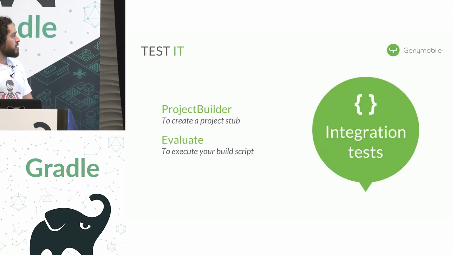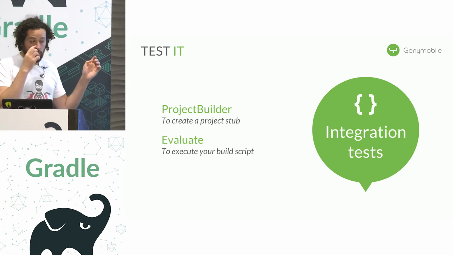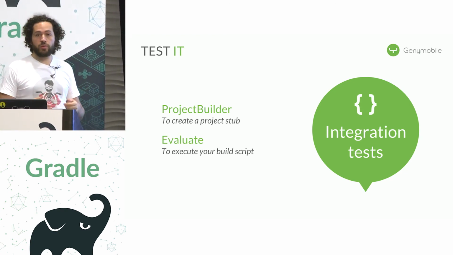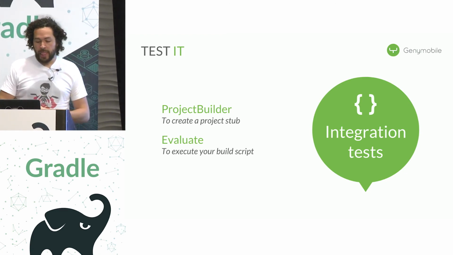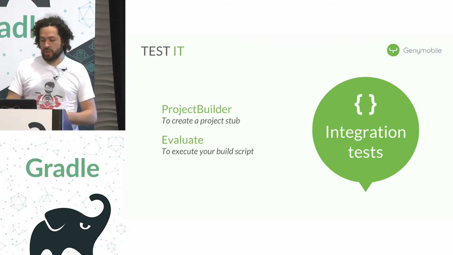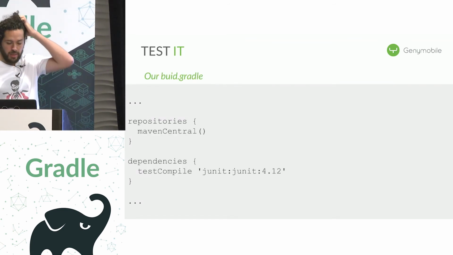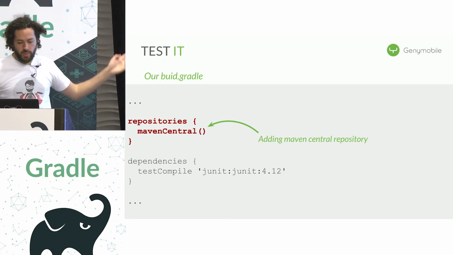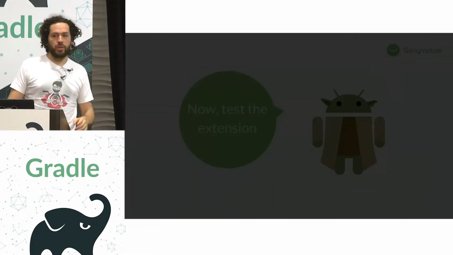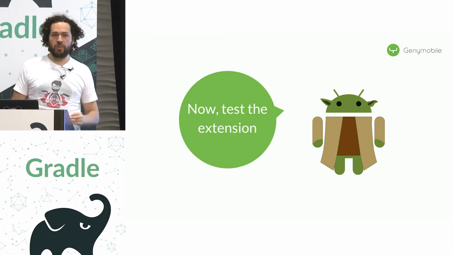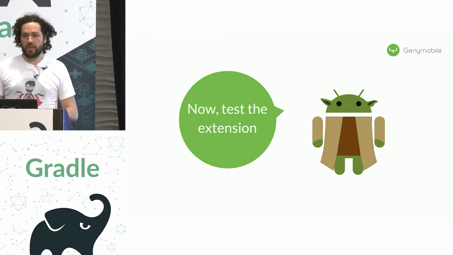So integration tests, to achieve this, there is a class, an API, called Project Builder, that allows you to create a stub of a project. And you will see that you can launch the evaluation on this project to check all the tasks and things like that. So how to bootstrap your project: of course, repository, Maven Central, you add JUnit, this is just a detail. And now we want to test the extension. Okay, let's try to develop our first Gradle plugin tests.